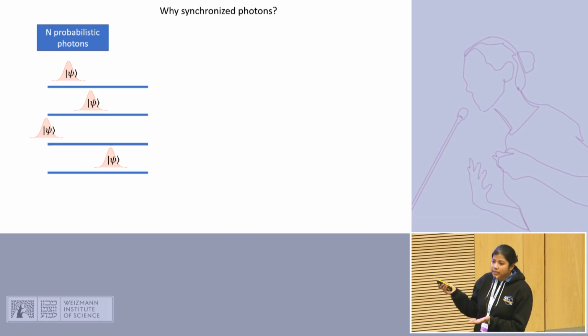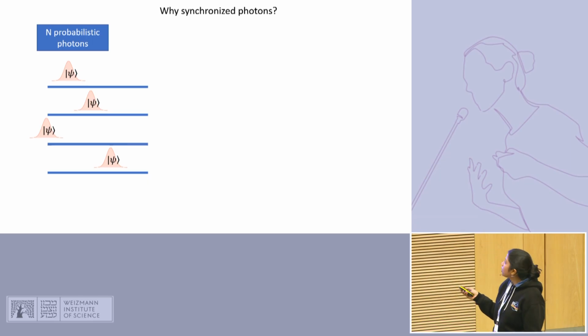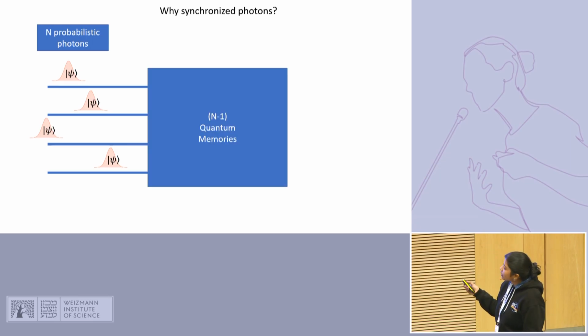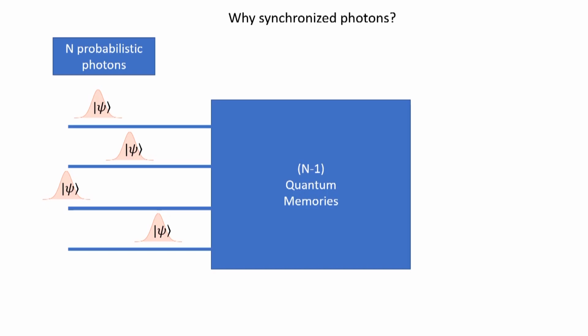But this is not the case with probabilistic sources that are operated at room temperature. So what we do is we integrate our source with a quantum memory. Now we are storing all these photons in the memory, and we retrieve or release them whenever we need.